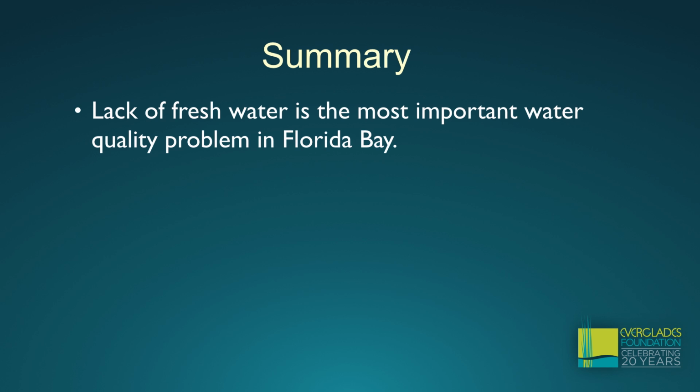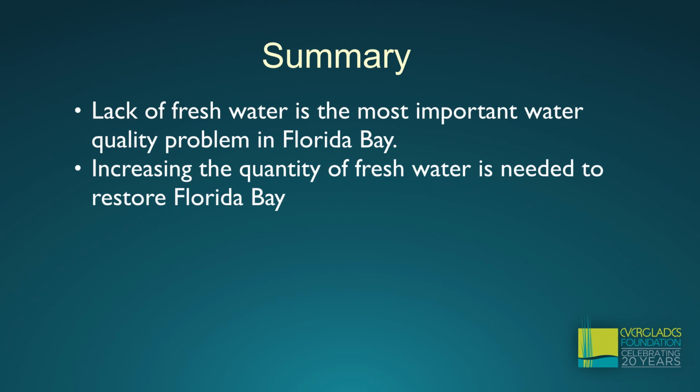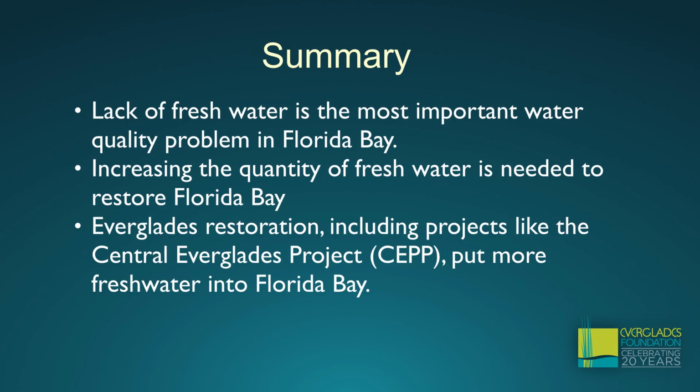So in summary, for Florida Bay, the part of the bay, or part of the Keys that's most dependent on the Everglades for fresh water, the single most important water quality parameter there is salinity, and it's the need for fresh water. Increasing the amount of fresh water is the essential step in recovering and restoring and protecting Florida Bay. Without fresh water, we're going to continue to have these events we saw in the past 30 years or so. It's not going to change. It won't heal itself. Fresh water is what we need. Everglades restoration projects, like CEPP, are the pathway to get us that water.